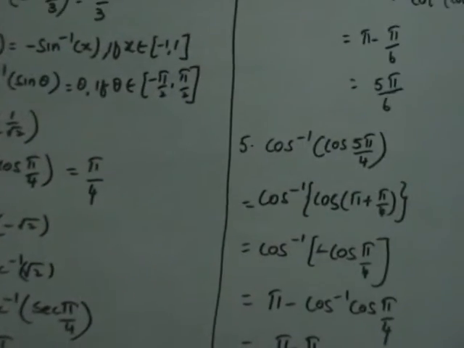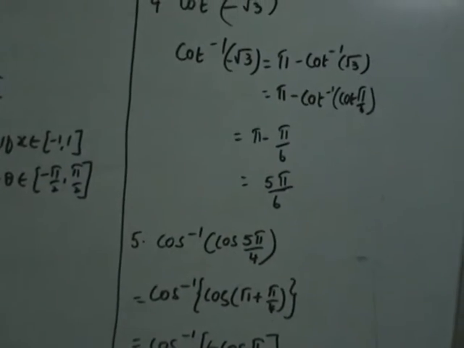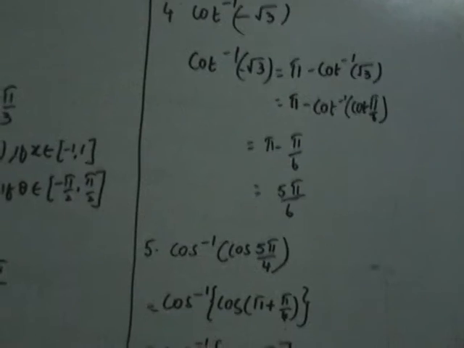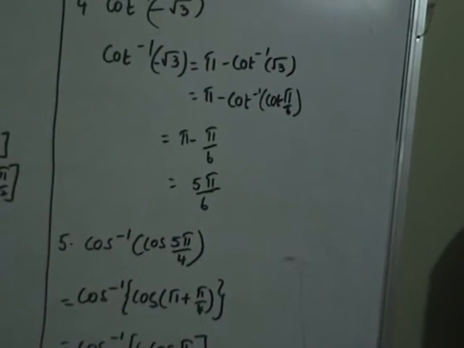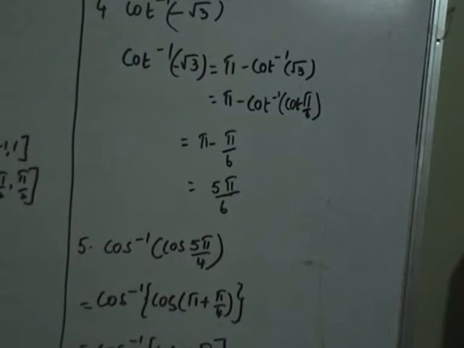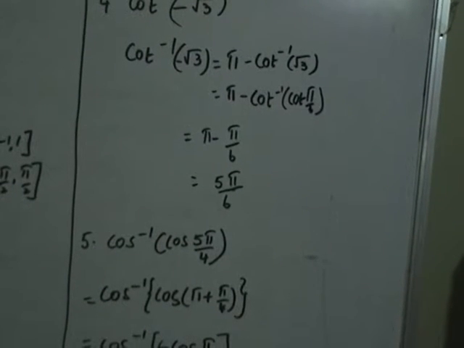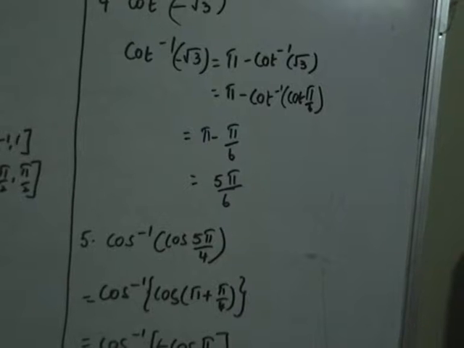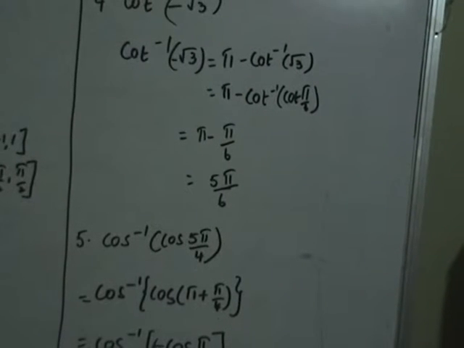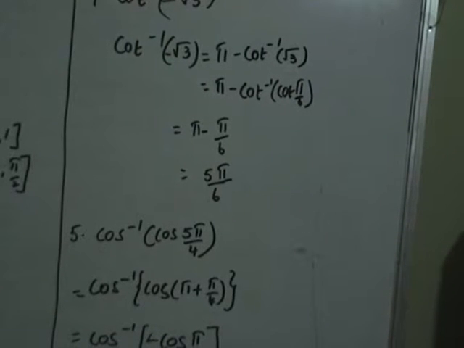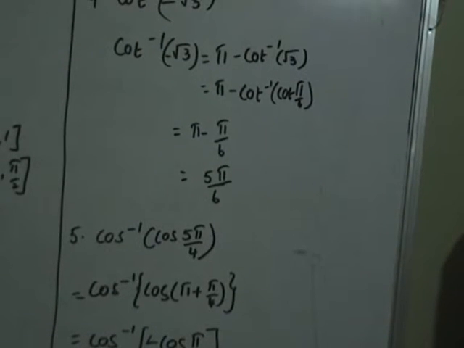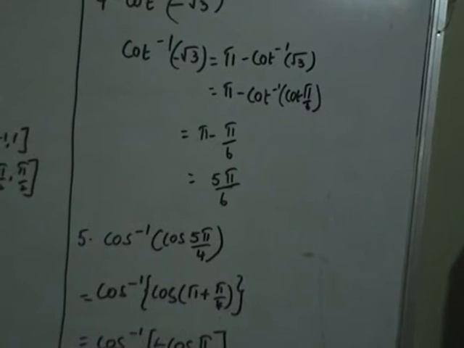Let us see another example. Cot inverse of minus root 3 is nothing but pi minus cot inverse root 3, which is pi minus cot inverse cot pi by 6, which is pi minus pi by 6 or 5 pi by 6.